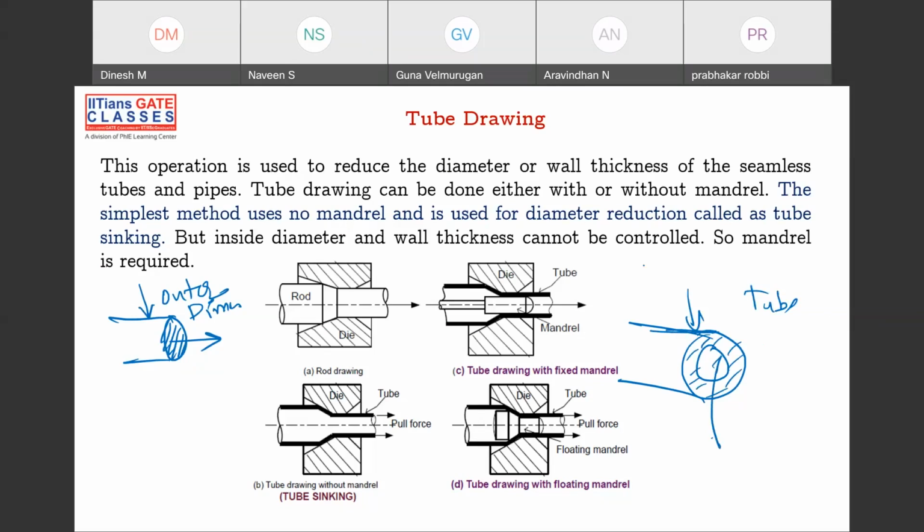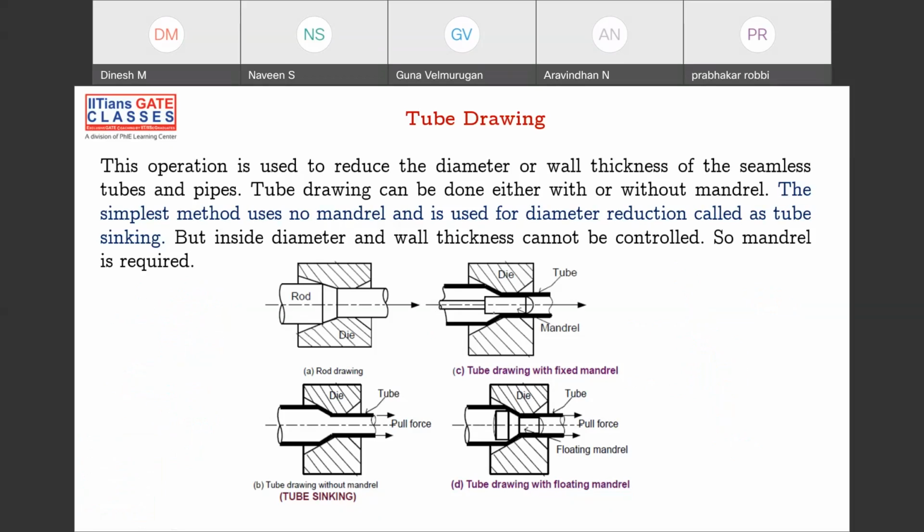So the outer dimension d naught and the inner dimension di both have to be taken care of. You can't just say, sir, I'll just pull. If you're pulling, the thickness has to be proper. The outer dimension is maintained, say you wanted 10 mm outside diameter. But how well are you maintaining the internal dimension and the thickness? The thickness along the circle has to be maintained properly, right?